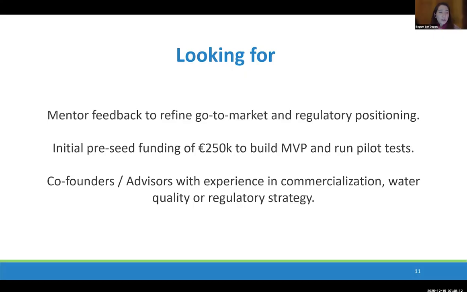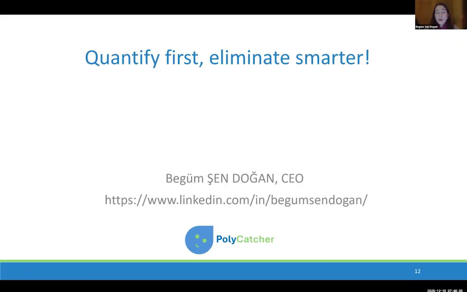And we can continue with what I'm looking for. Mentor feedback to refine the go-to-market is especially important at the moment. Of course, initial pre-seed funding of 250k euros will be necessary to build the MVP. Also, I will need, as I mentioned before, co-founders and advisors, especially experience with commercialization and regulatory strategy. Quantify first, eliminate water with Polycatcher. Thank you for listening to me.